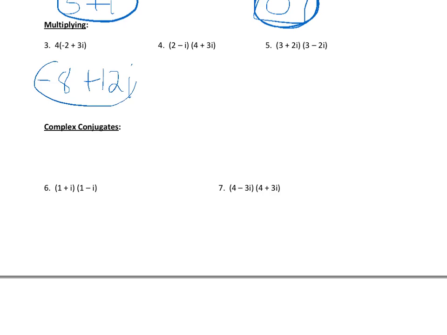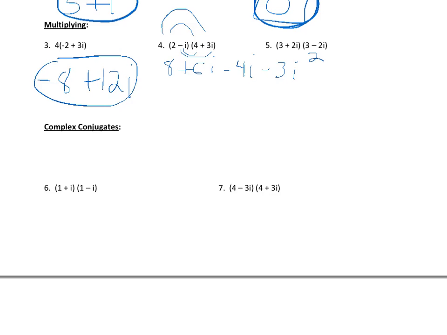Number 4, we're going to have to go back to good old FOIL method where you just distribute twice. So let's see here. 2 times that 4 is 8. 2 times the 3i is plus 6i. Negative i times 4 is minus 4i. And negative i times 3i, this is where it gets a little tricky. This is going to be negative 3i squared.